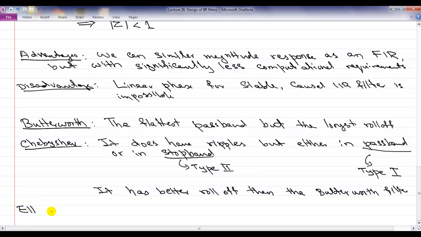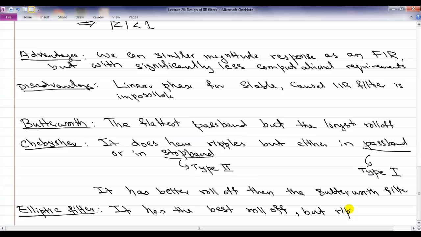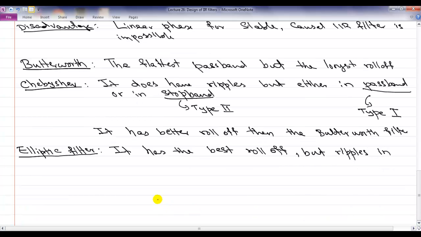And the last is elliptical filter or elliptic filter. And it has the best roll-off, but the compromise is that now you have ripples in both the pass and the stop band. So the message is that if you are really constrained in terms of your hardware and you don't care about linear phase and ripples, go with the elliptic filter. Otherwise, you can either go with Chebyshev or Butterworth.